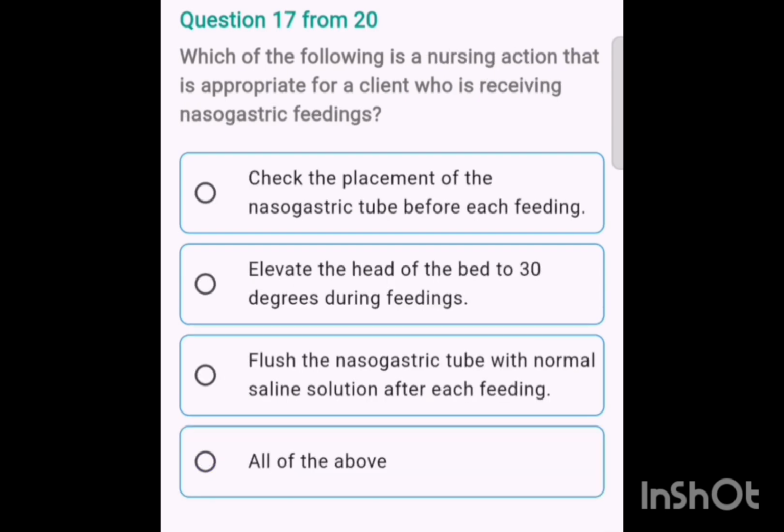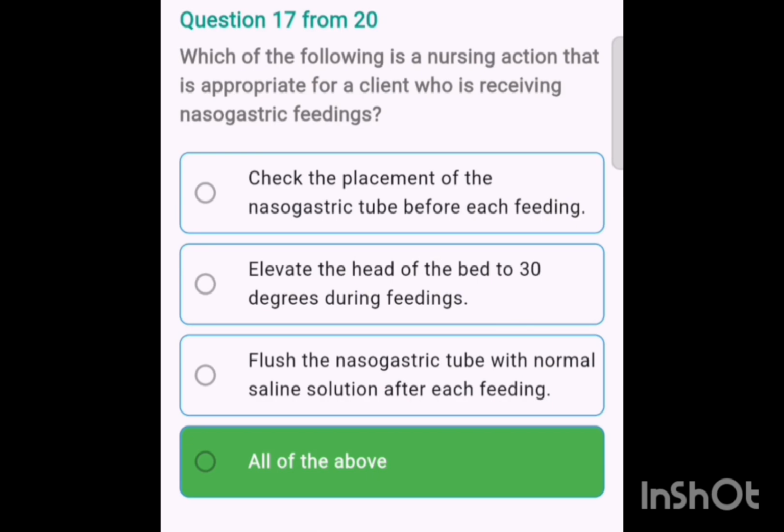Question number 17. Which of the following is the nursing action that is appropriate for the client who is receiving nasogastric feeding? Options are: check the placement of the nasogastric tube before each feeding, elevate the head of the bed to a 30-degree angle during the feeding, flush the nasogastric tube with normal saline solution after each feeding, and all of the above. The correct option is all of the above, because all the mentioned actions are appropriate nursing interventions when the client is receiving nasogastric tube feeding.